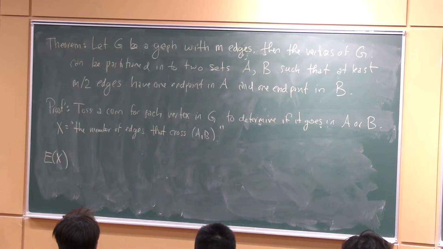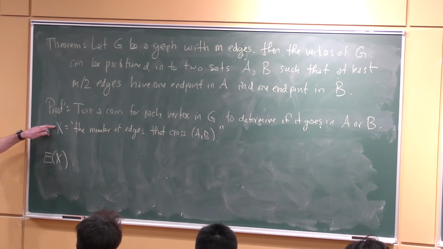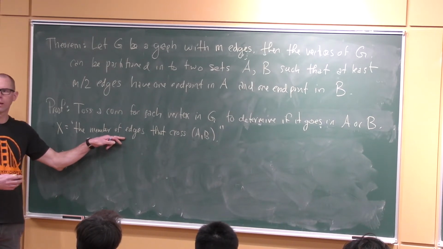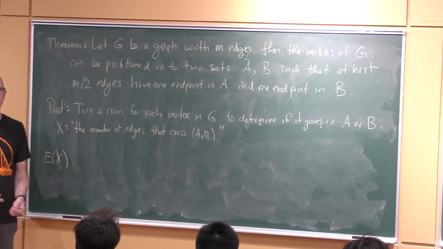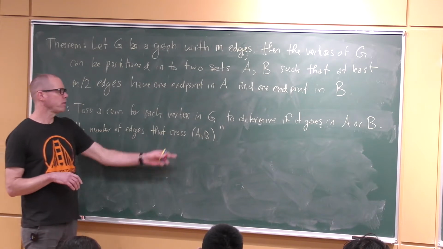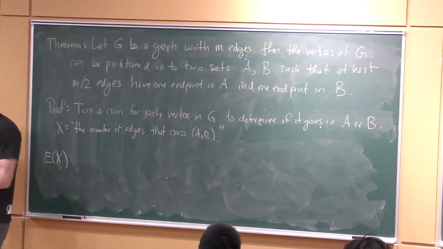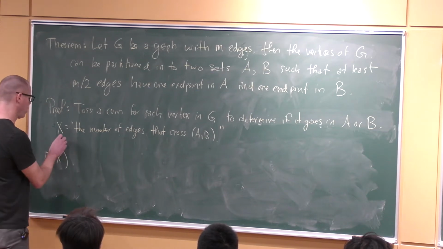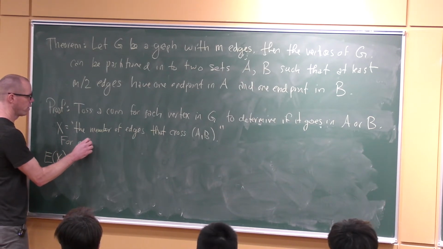So when we want to compute the expected value of a random variable, and the definition of that random variable begins with the number of something, what do we usually try? You guys know this. We've done it a million times. Indicator variables. Right? So I'm trying to count the number of edges that cross AB. So let's just define an indicator variable for every edge in the graph that tells me whether or not it crosses AB.